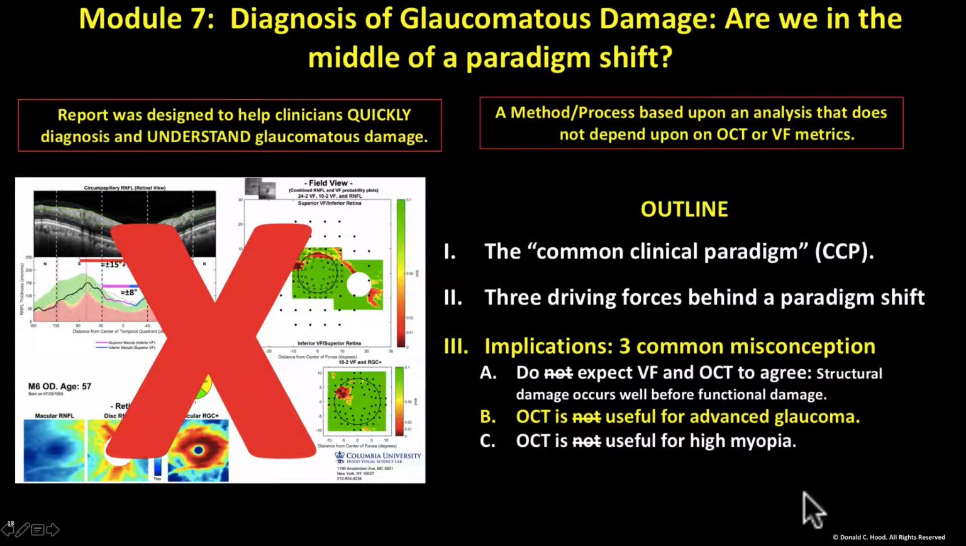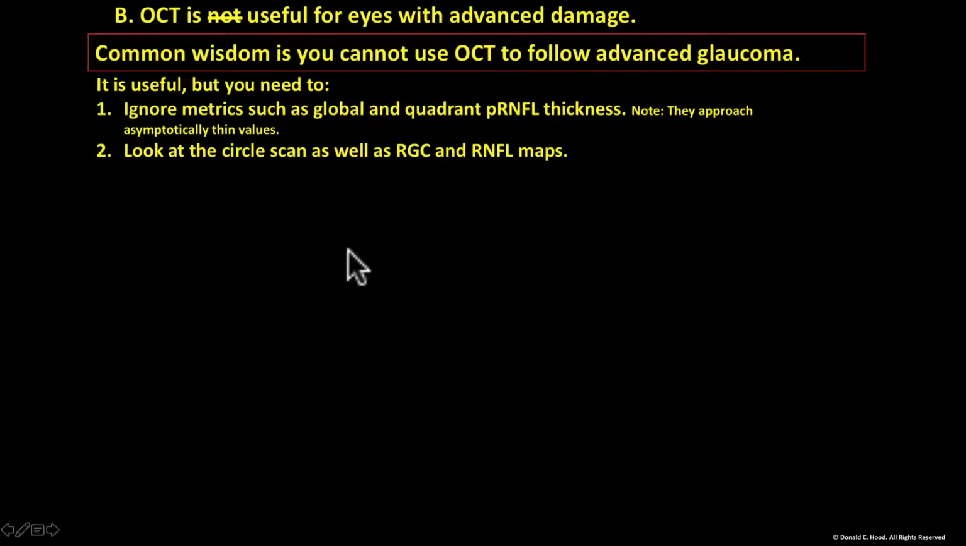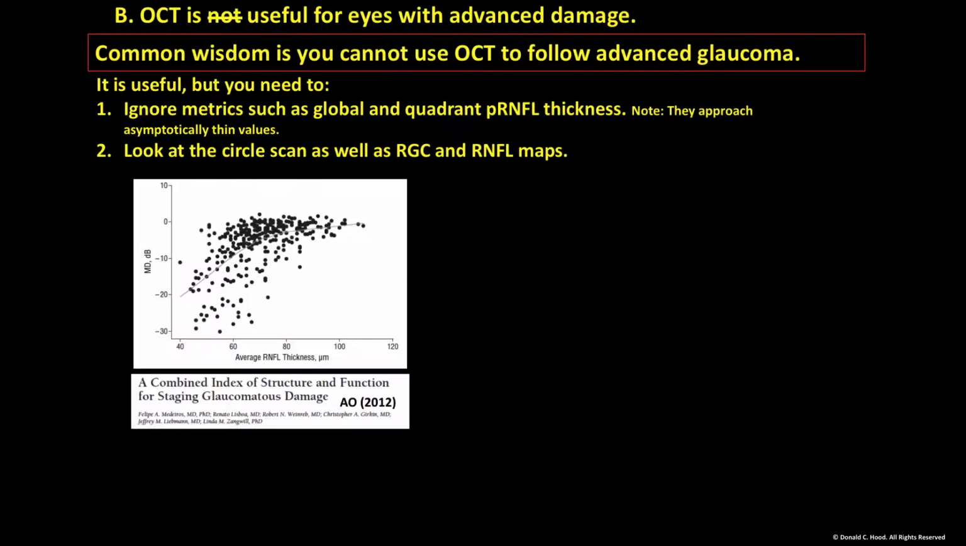All right, so again, this is about a process, and let's now turn to a second misconception, and that is that you cannot use OCTs for advanced glaucoma. Right? So I'm going to argue that OCT is useful for eyes with advanced glaucoma. But to use it for advanced glaucoma, you have to ignore metrics such as global and quadrant retinal nerve fiber layer thickness, because they're going to approach asymptotic values. And you want to look at circle scans as well as retinal ganglion cell and retinal nerve fiber maps.